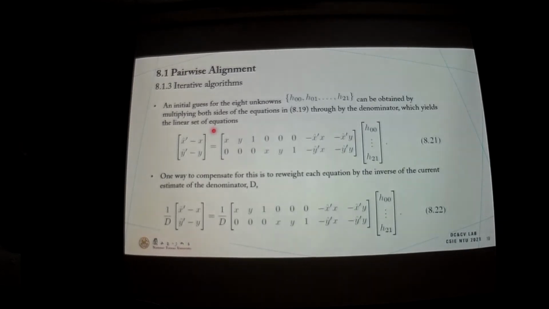To get the linear set of equations, we multiply both sides of the equation in 8.19 through the denominator. Yes, good. This yields the equation in 8.21. One way to compensate for this is to reweight the equation by the inverse of the current estimate of the denominator d from equation 8.21. So we can obtain this equation as defined in equation 8.22.